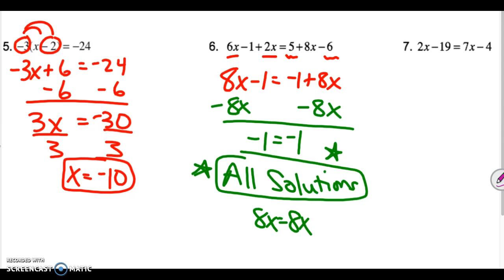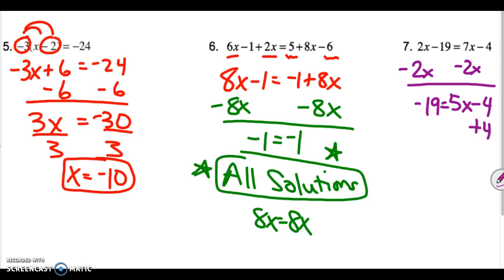All right, moving on here. 2x minus 19 equals 7x minus 4. You got to get all your x's to the same side. So you can do this first, or you could add 19 first. It's up to you. So the 2 x's go away. We have negative 19 equals 5x minus 4. And you want to add 4 to both sides. So we get negative 15 is equal to 5x.